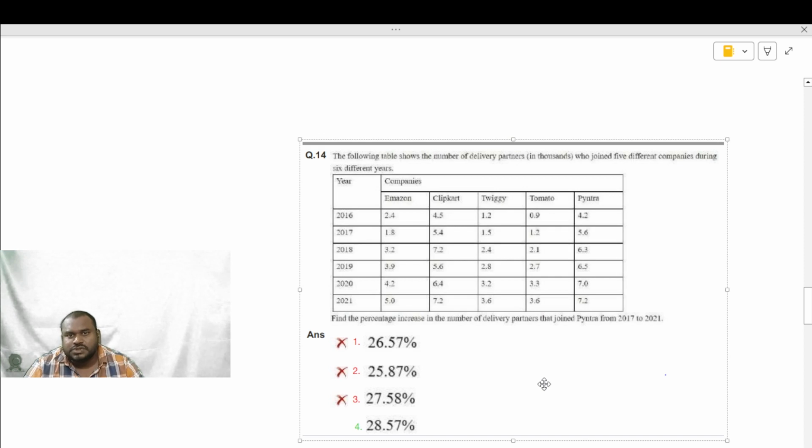The following table shows the number of delivery partners who joined the different companies during 6 different years, from 2016 to 21. Different companies: Amazon, Flipkart, Swiggy, Tomato, Pintra. So it's like Myntra, Zomato, like that. Instead of giving their actual names, they gave other names.